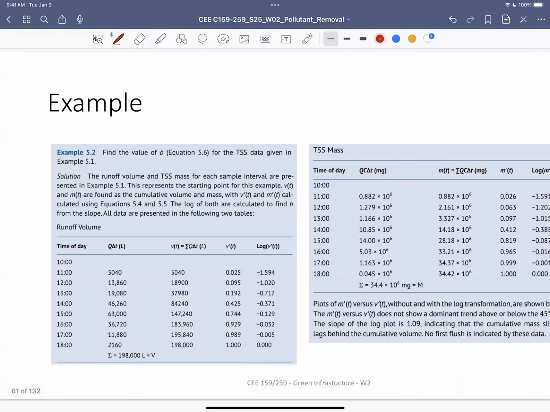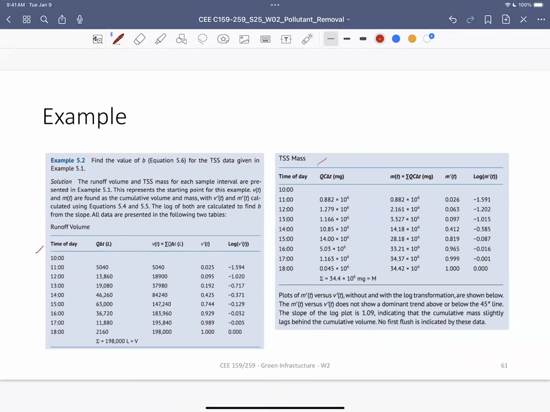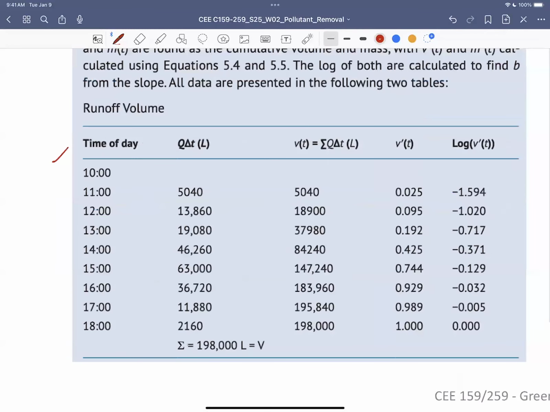So how do you calculate it? This example question gives the concentration at different times and the volume, and you are going to calculate whether there is a first flush or not. These are the TSS concentrations, this is for volume, and this is for TSS mass. What you see over here is the time duration, so you can know the durations, and this is delta Q times delta T, or the volume of discharge. If you do the cumulative volume, you add them together and get the volume at different times.